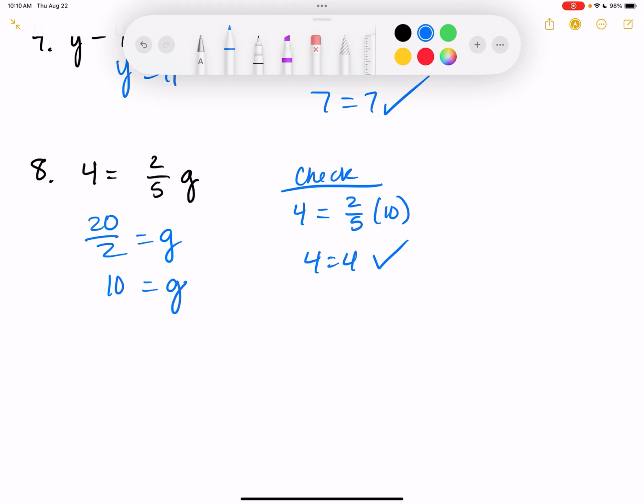Can you show me how we did 2 over 5 times 10? I just reduced. Oh, because you put them over 1, I forgot.